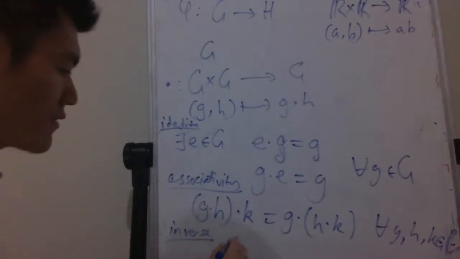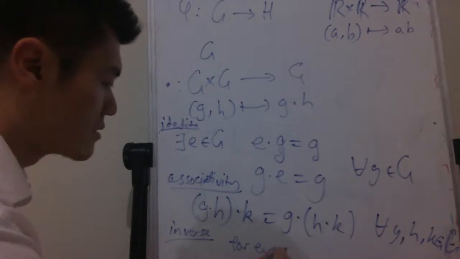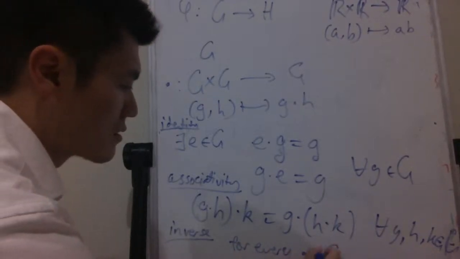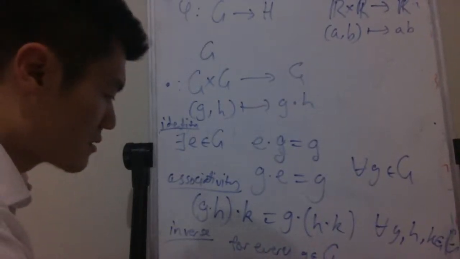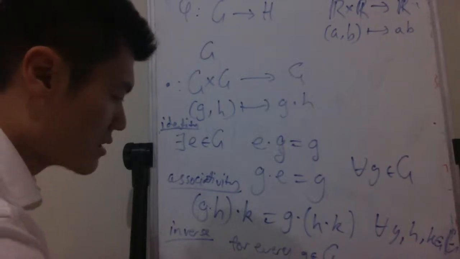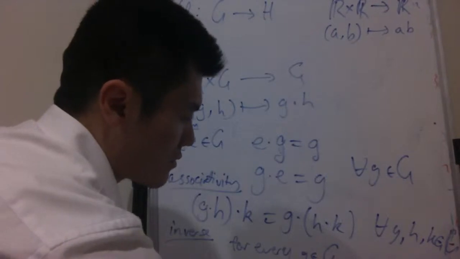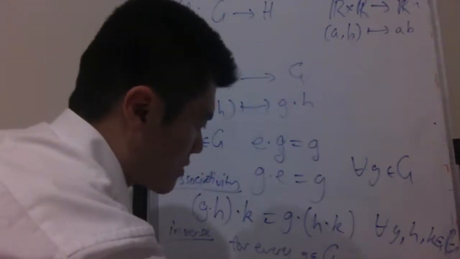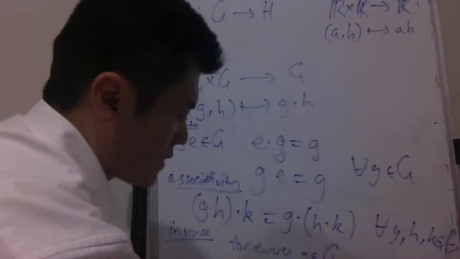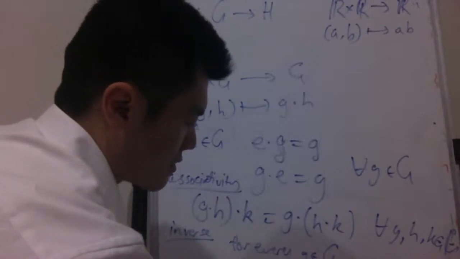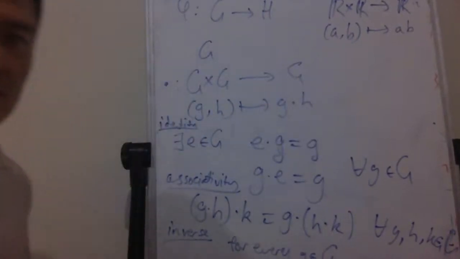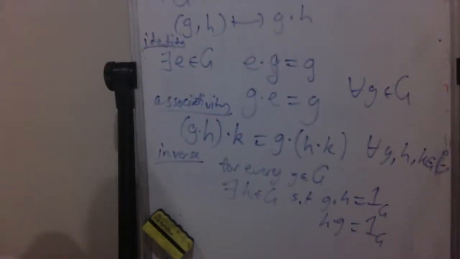Inverse means for every element G in the group, there exists an H in the group such that G dot H equals the identity, which we said was unique. Let's just call it 1 now. And then H dot G equals the identity. Okay. Does that make sense?